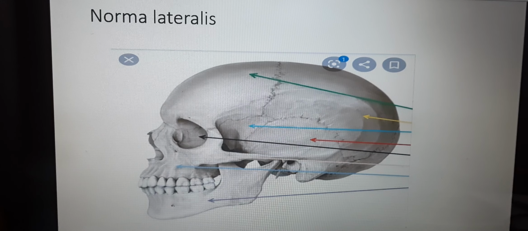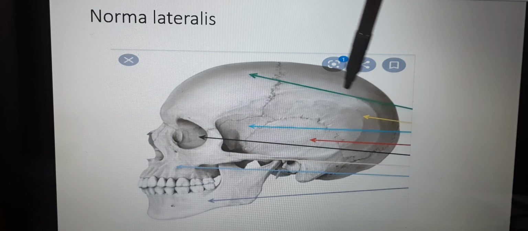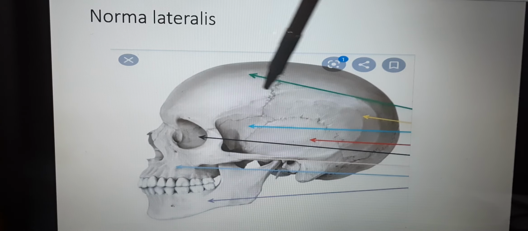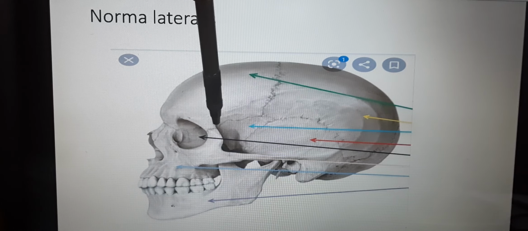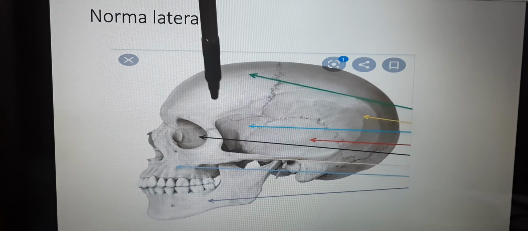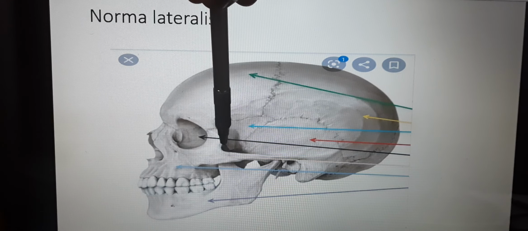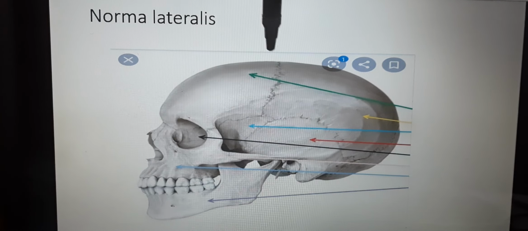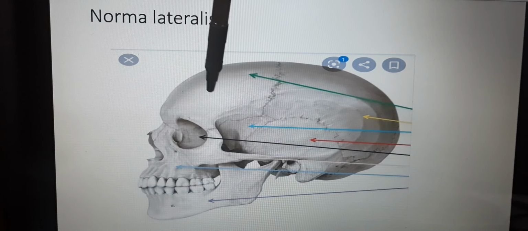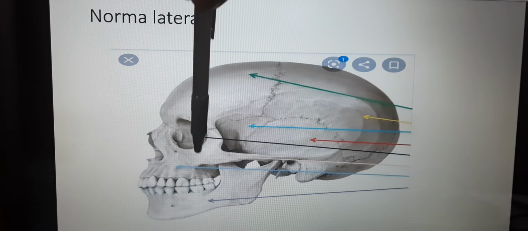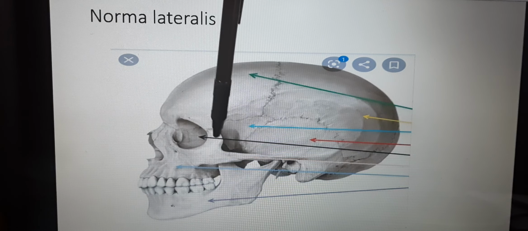So if we conclude the important features of Norma lateralis, you are seeing the two important lines here. So it is clearly visible from the lateral aspect. So these lines start from the posterior superior border of zygomatic bone. This is posterior superior border of zygomatic bone. So first you can see what are the processes of this. This is the body of zygomatic bone. This is frontal process of zygomatic bone.